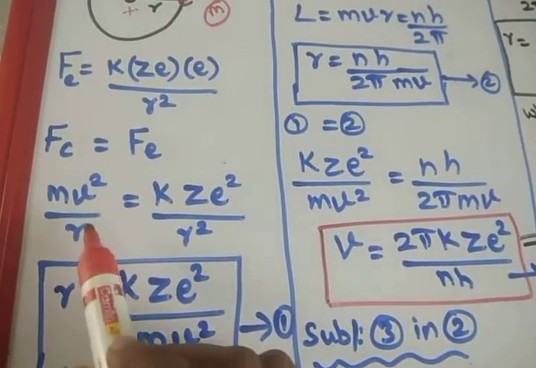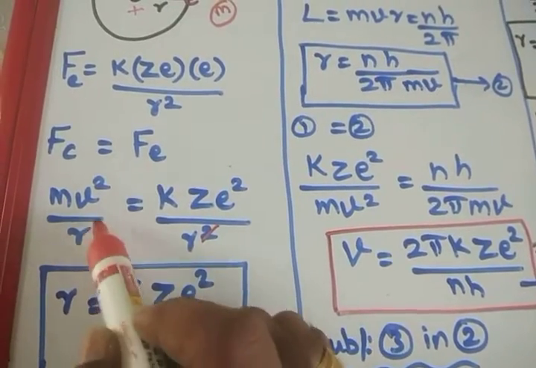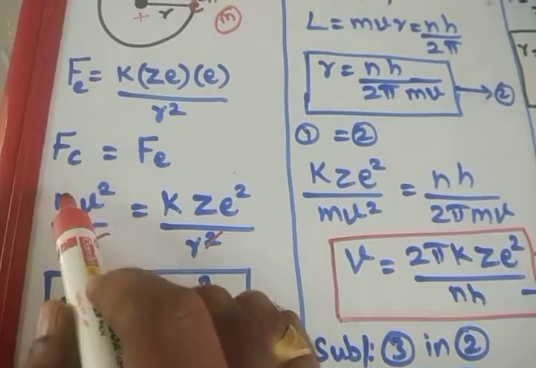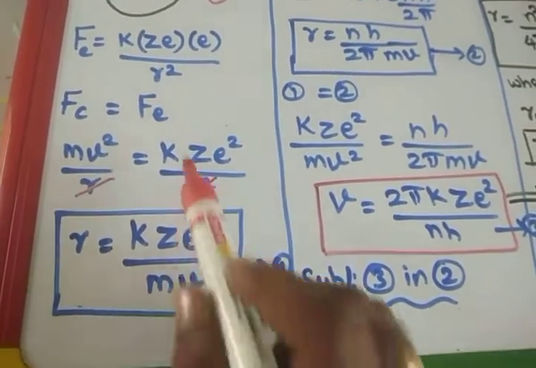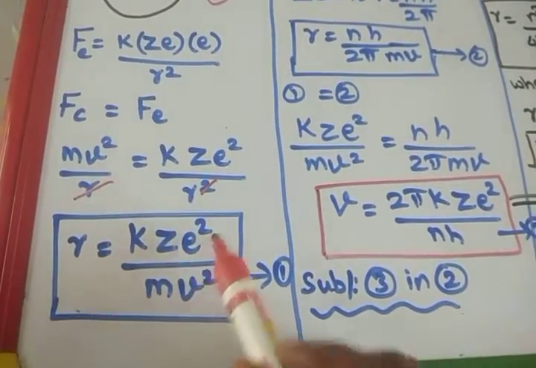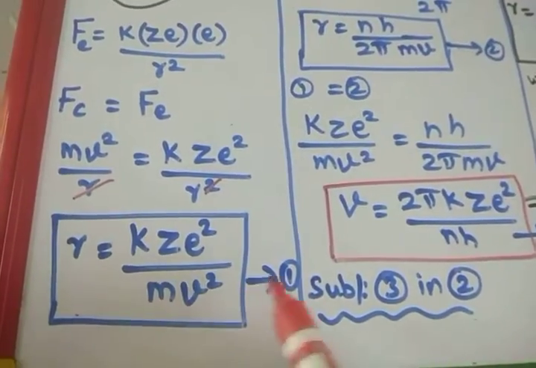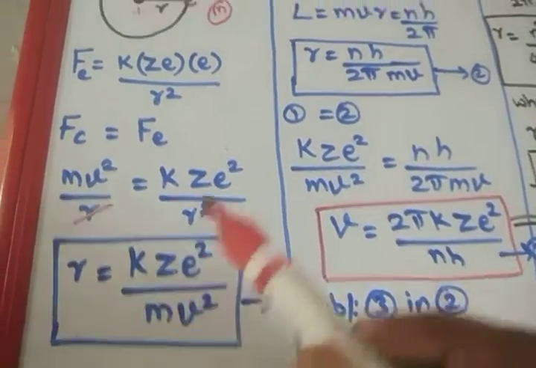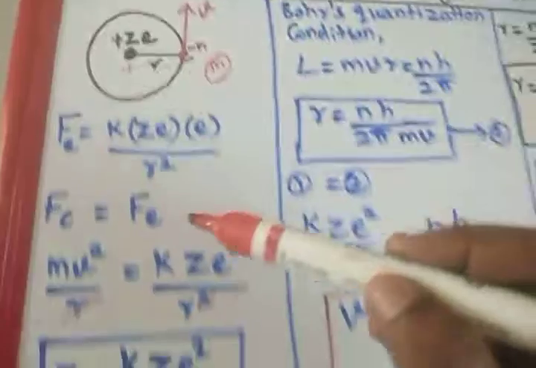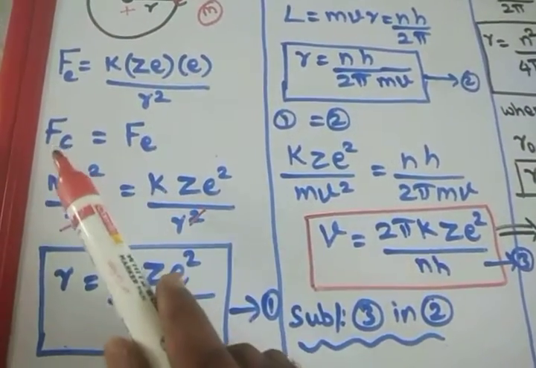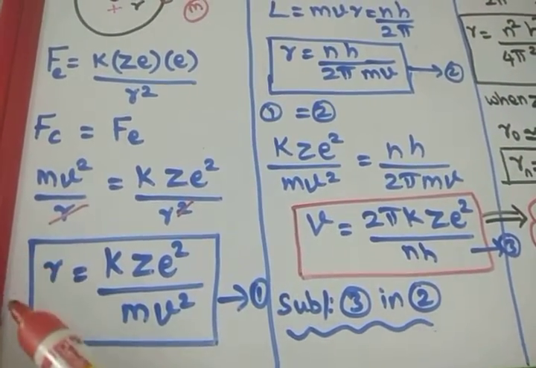Then what is the r? We have to solve for r, and this r gets cancelled. You bring this r here, and mv squared goes to the denominator, so r is equal to kZe squared by mv squared. This is equation number 1. This is the radius of the orbit obtained by using the centripetal force and the electrostatic force.